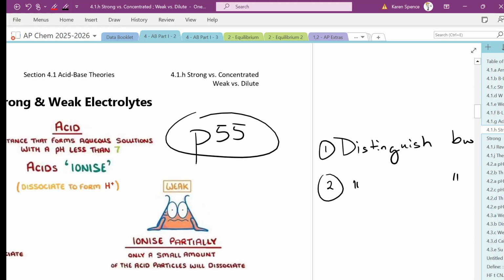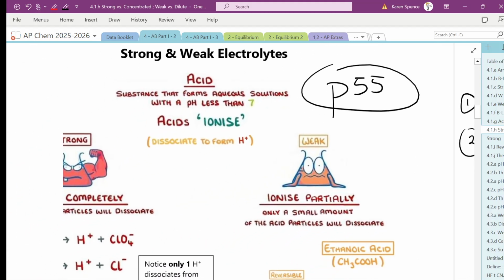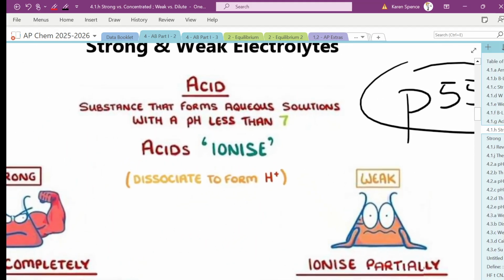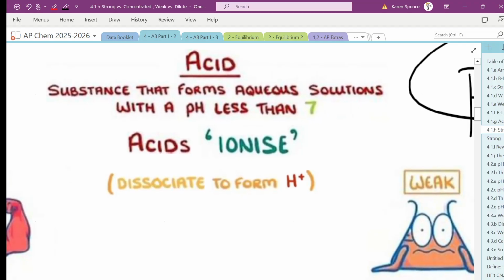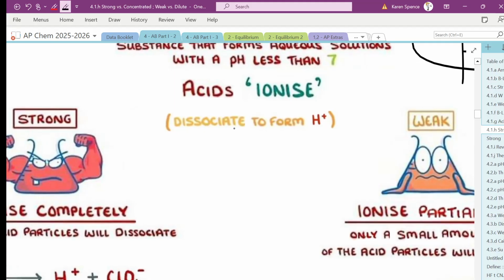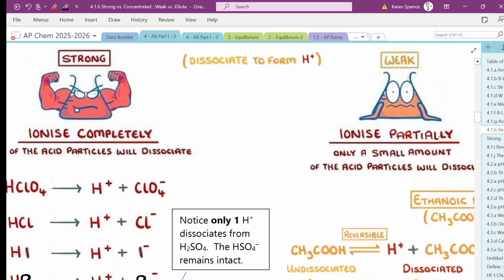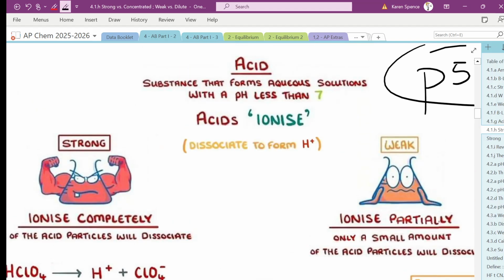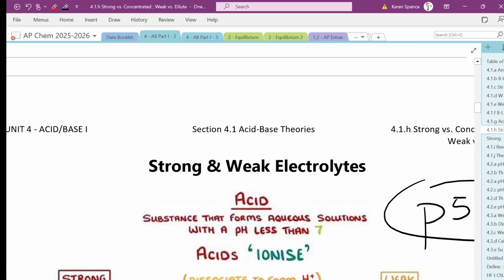Okay. So back here, an acid is a substance that forms aqueous solutions with a pH less than 7. Acids ionize or they dissociate to form H+. Now, our strong acids, you know that there are how many? 6. Without looking, see if you can name them to your partner.